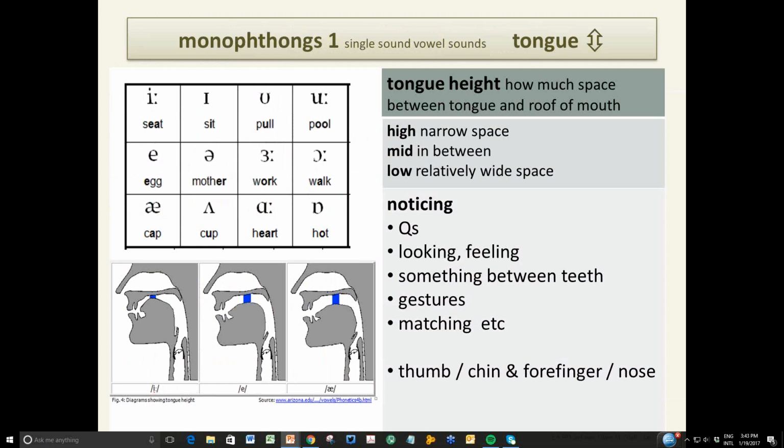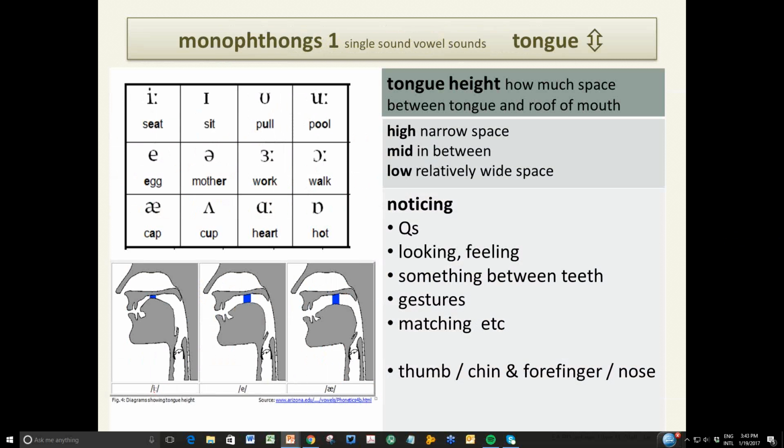So let's move on and look at one aspect of vowel sounds, the single sound vowel sounds, and that's to do with the tongue. You can see on the left those rather startling images of what's happening with your tongue there. So it's all about the tongue height here, how high the tongue is or how low it is.